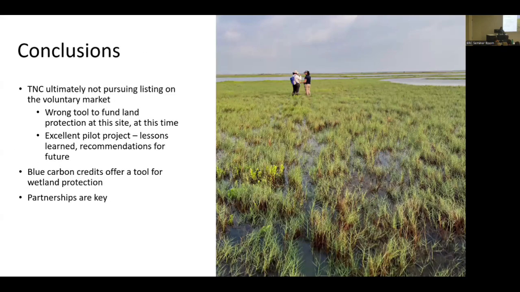So the goal for this project as a whole was really just to get that baseline assessment of the soil carbon. If this was going to move through, you would also need to get measures of vegetative carbon. There would need to be emissions testing for how much gas is being emitted. But this was really just a first step to see if it was worth pursuing down the line. And ultimately, TNC decided that this was the wrong tool for funding the land protection at this site. At this time, there's a lot of difficulties just in the process of working with the carbon standards and getting those credits verified. So it didn't work on this one, but it met its goal as a pilot project.